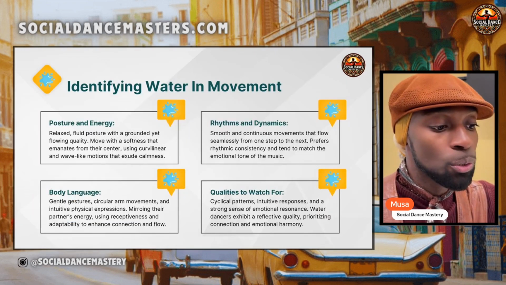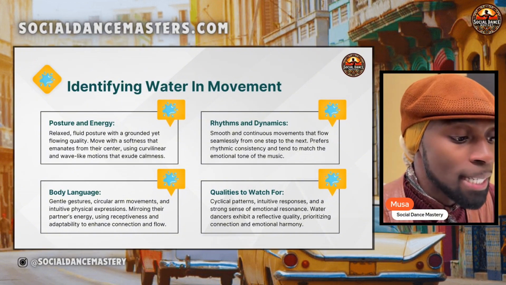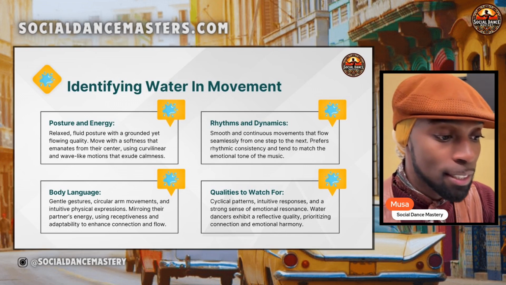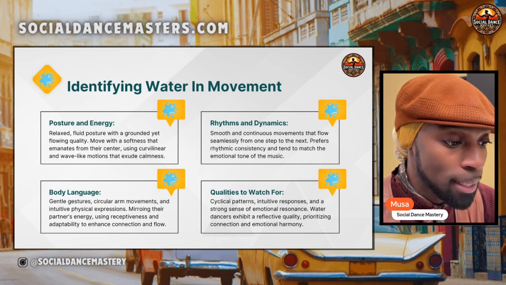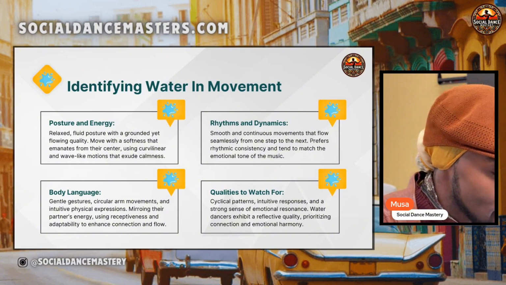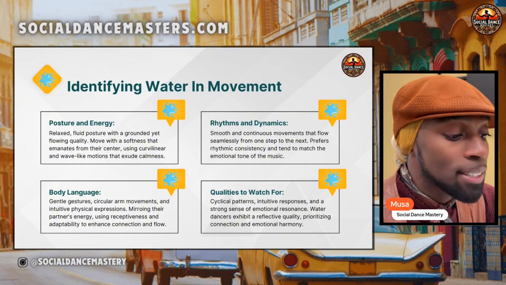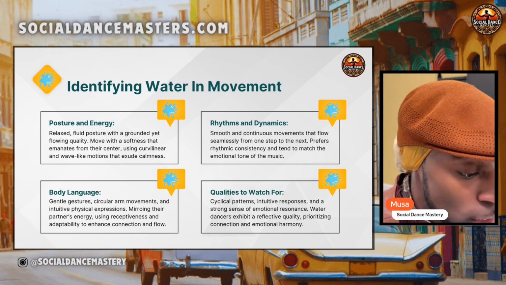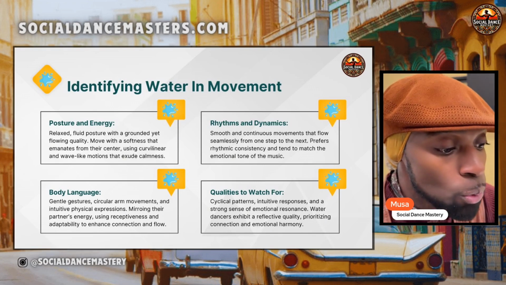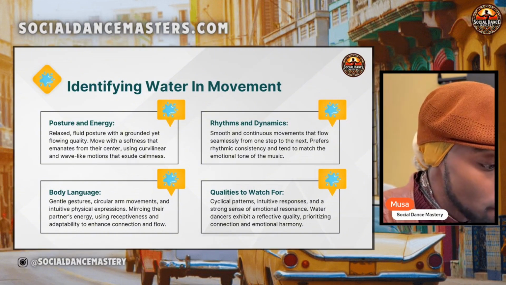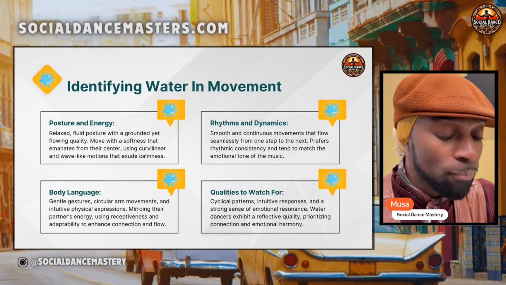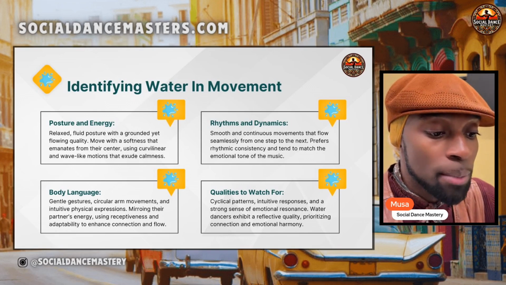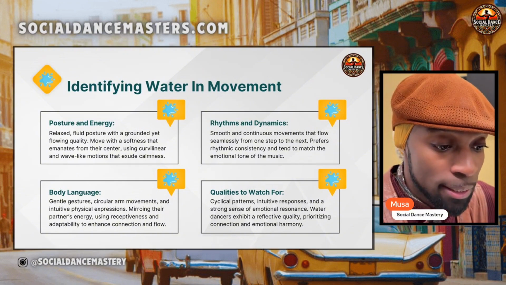Let's move to the water dancer. The posture and energy of a water dancer would be relaxed, fluid posture, grounded yet flowing quality, moving with softness that emanates from their center, right? The body language of a water dancer would be gentle gestures, circular arm movements, and intuitive expressions, mirroring their partner's energy, right? You can already sense the very stark contrast between the fire dancer and the water dancer, right?